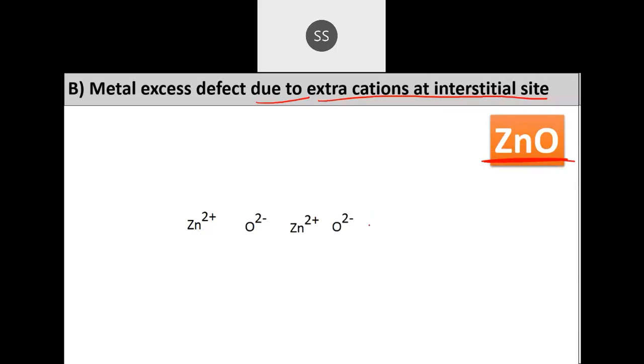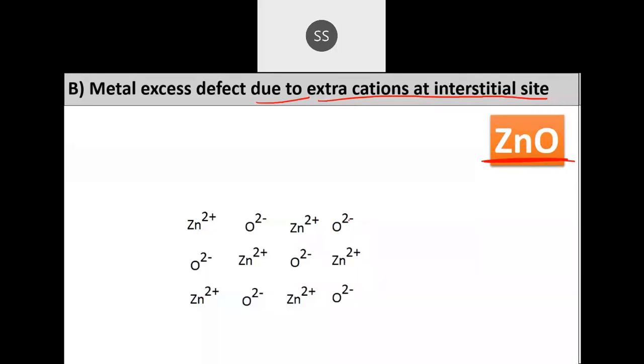Now I'll go to the second category in this same metal excess defect, which is due to the presence of extra cation in the interstitial site. Here you see what happens. The example we are taking is zinc oxide. If you see the zinc oxide lattice, you will find a zinc ion, then an oxygen ion, alternating, like how I showed you for sodium chloride. Alternate zinc ions and oxygen ions are present.